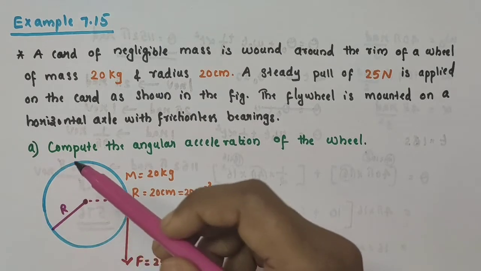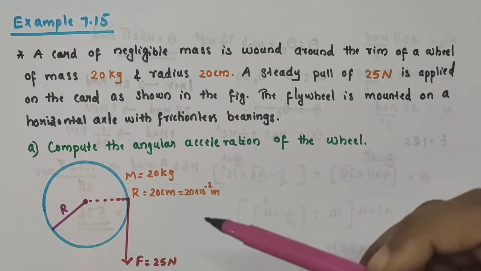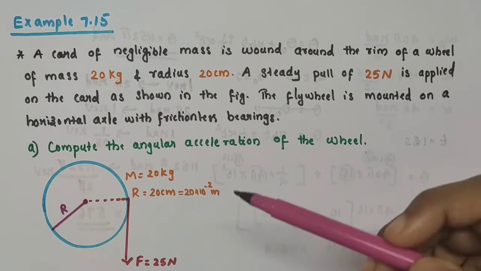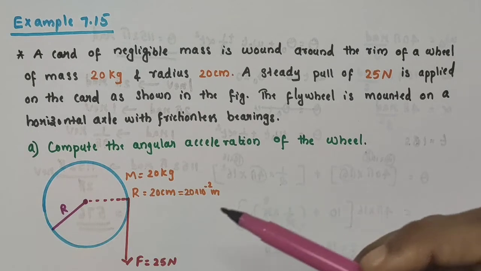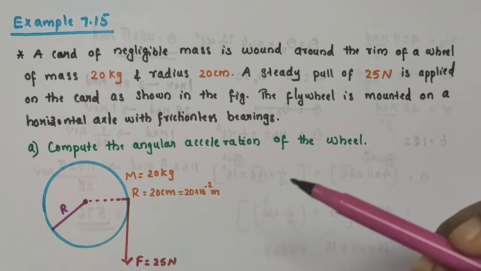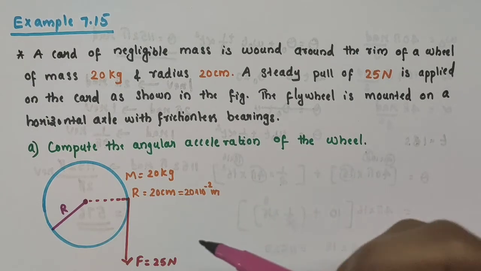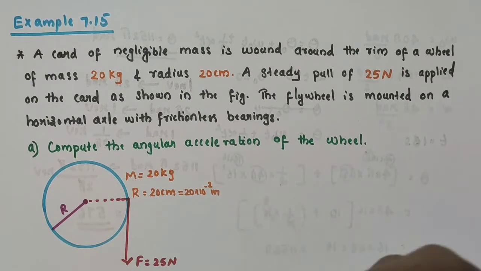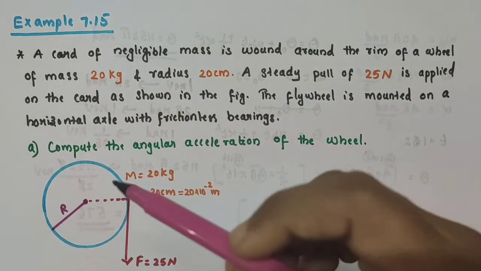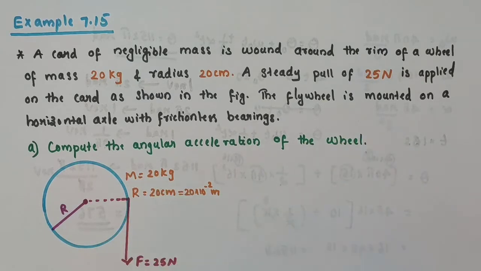The first sub-question is: compute the angular acceleration of the wheel. Actually, there are three more sub-questions. The second sub-question: find the work done by the pull when 2 meters of the cord is unwound. Then find also the kinetic energy of the wheel. Then compare the answers of sub-questions B and C. Actually, we have 4 sub-questions based on this question. So, first I have written only the first one. After discussing the first sub-question, we will discuss the second, third and fourth sub-questions.